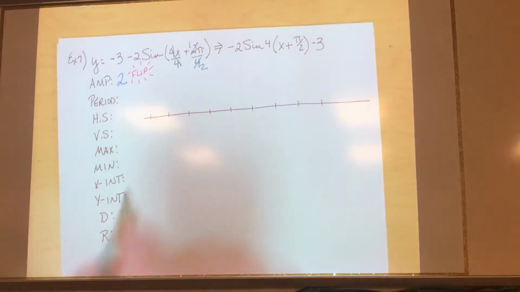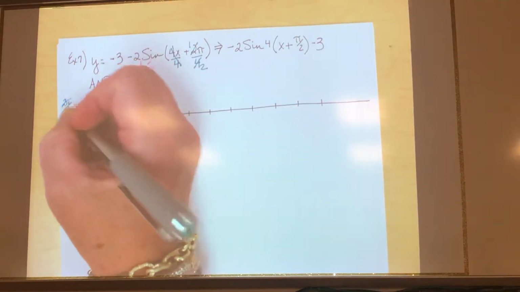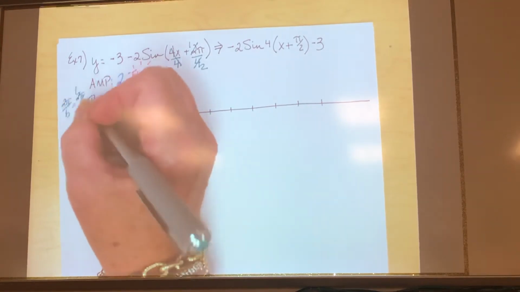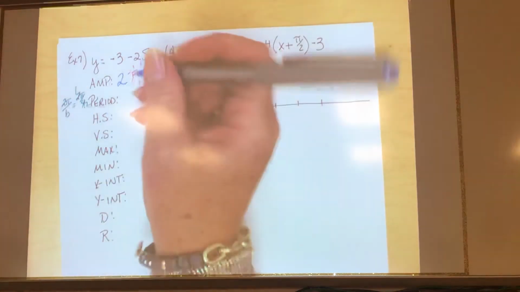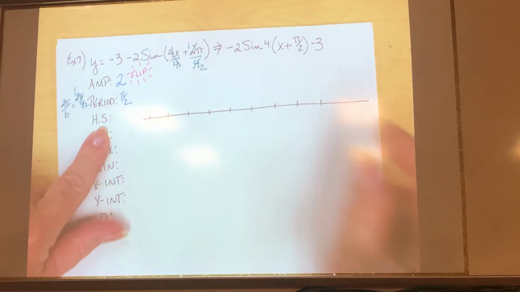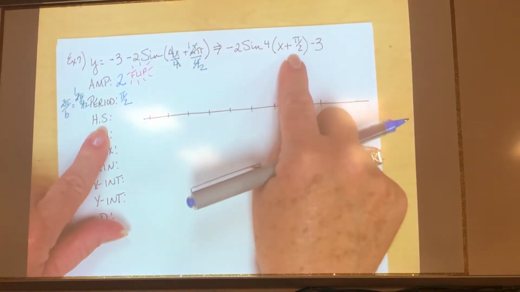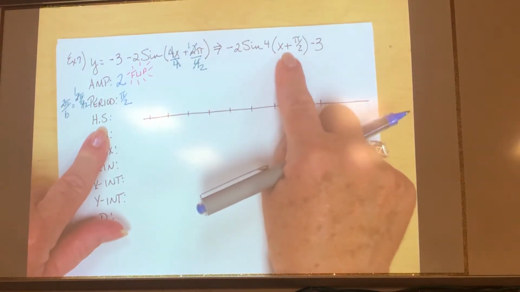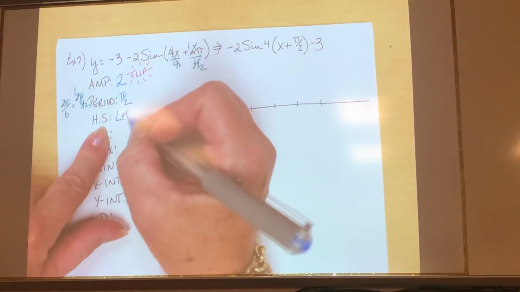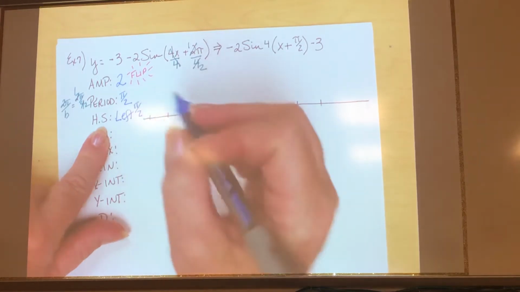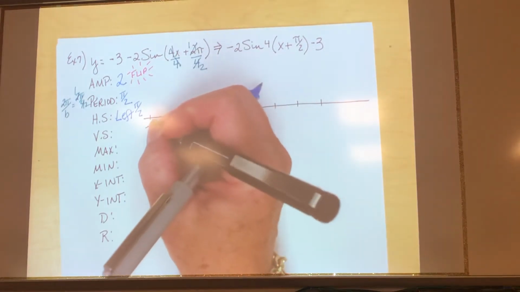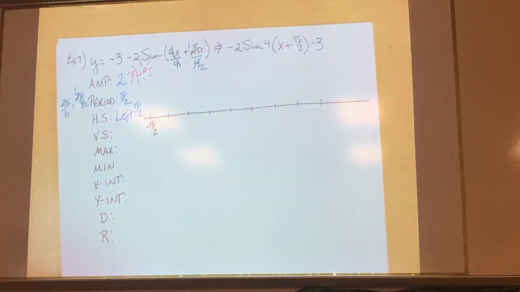Period. The period is 2 pi over b. What's b? 4. So 2 pi over 4 reduces down to pi over 2. Now horizontal shift. Remember, this is with the x's. X's are weird. They're opposite of what you think. So what does this plus sign mean? Left. Left what? Pi over 2. Very good. Once I find that left pi over 2, does that tell me what this first tick mark is? Yes. Negative pi over 2. Very good. Good job, Sean.